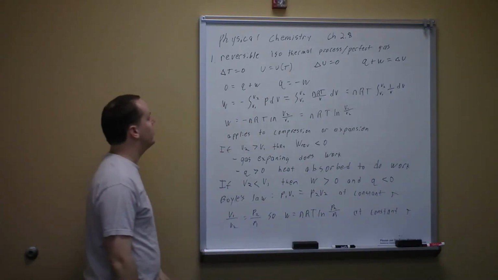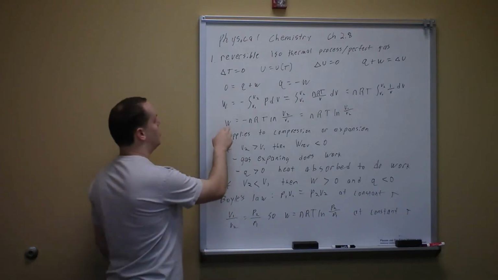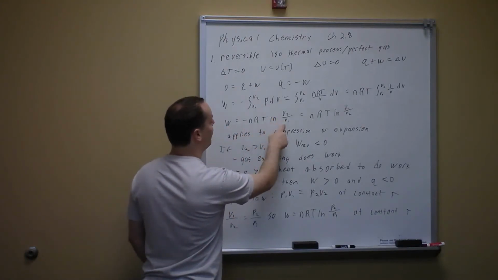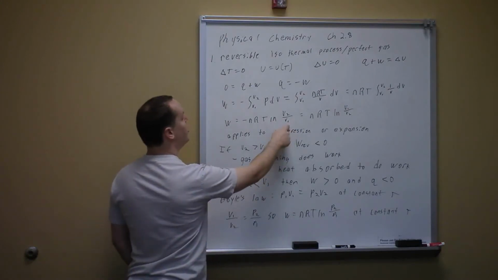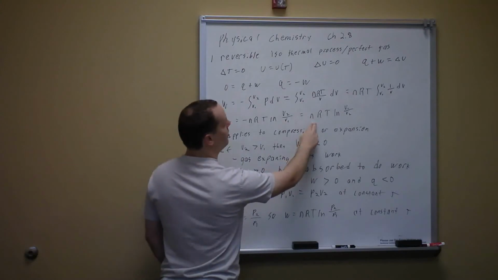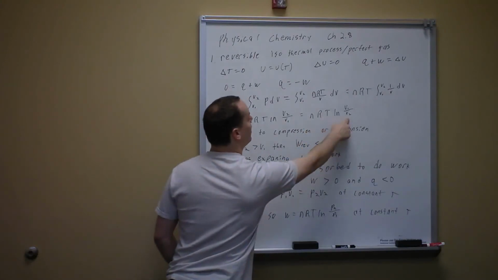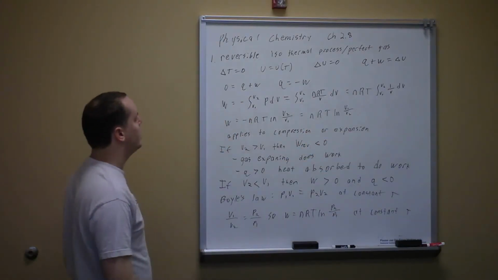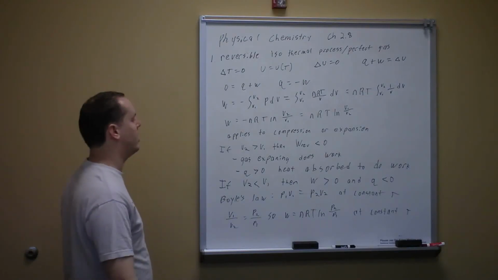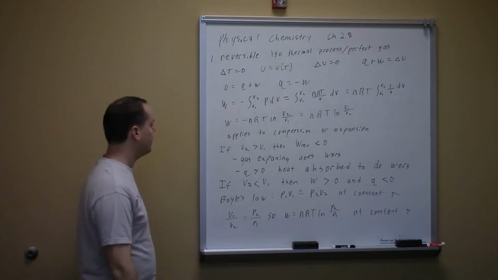Hopefully you remember from calculus that comes out to the natural log. So we get work is equal to minus nRT natural log of V2 over V1. If we flip this fraction upside down, it becomes negative. Double negative makes a positive. So work is equal to nRT times the natural log of volume 2 over volume 1. And this will apply whether your system is expanding or compressing. It works out the same either way.